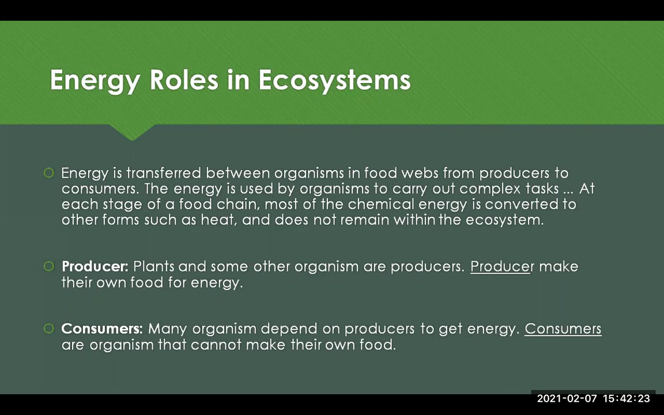Producer. Plants and some other organisms are producers. Producers make their own food for energy. Consumers. Many organisms depend on producers to get energy. Consumers are organisms that cannot make their own food.